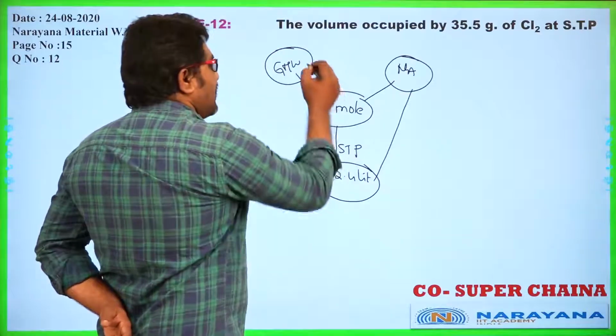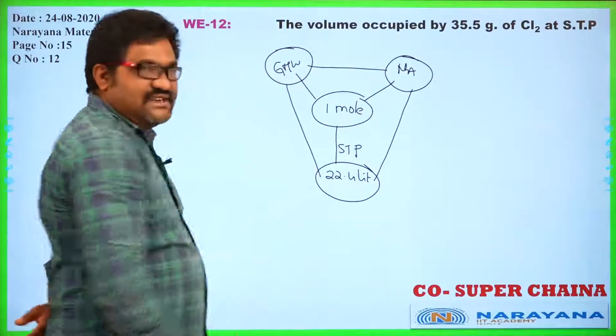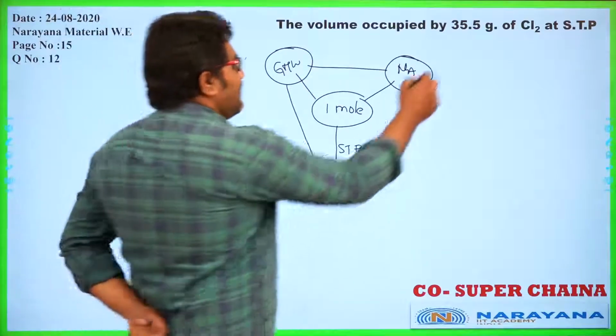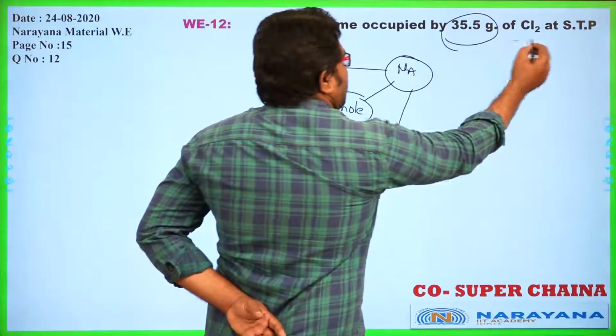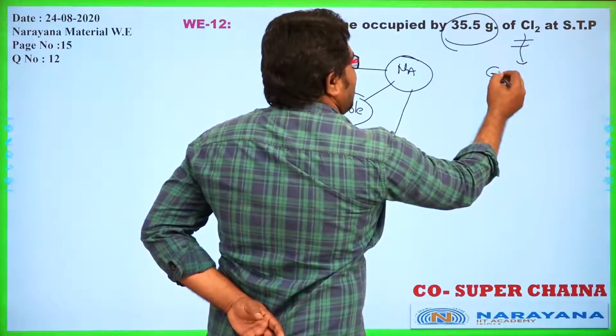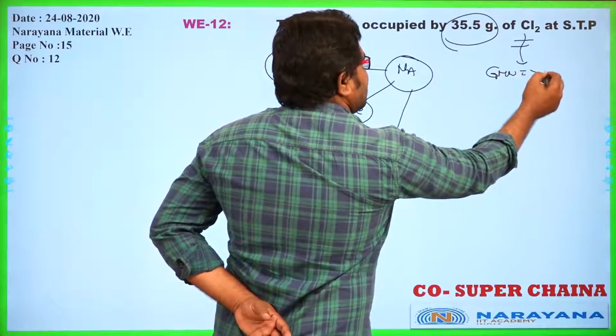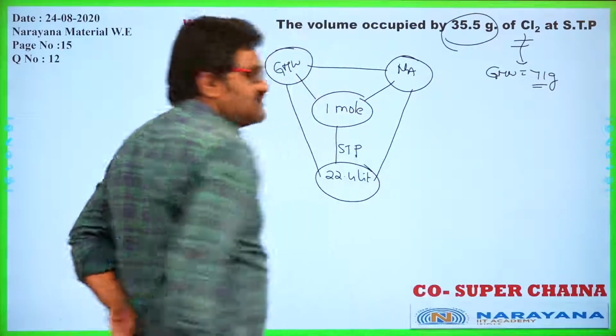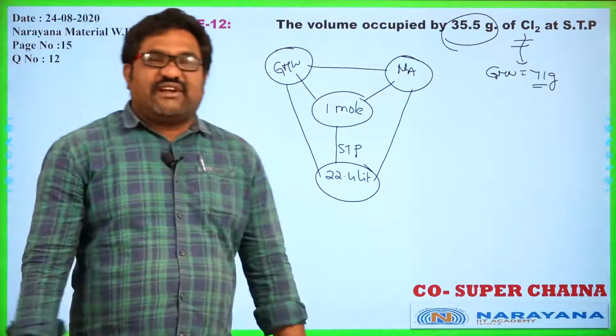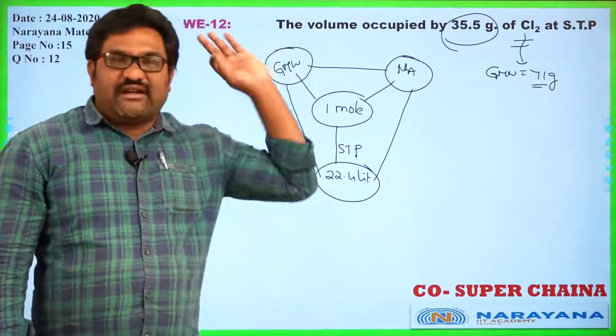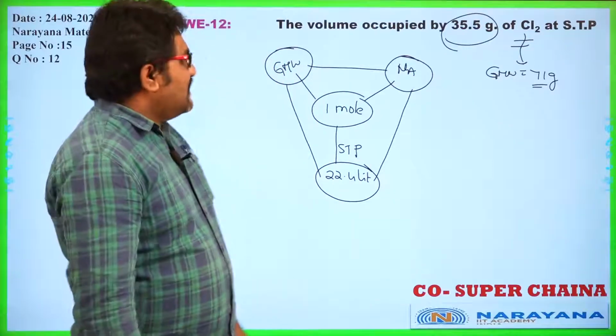Now all the parameters are interrelated. So what has he given? Weight has been given, about chlorine. What is the gram molecular weight of chlorine? That is 71 grams, because 2 chlorine atoms are there. Atomic weight of chlorine is, as you know, 35.5 grams. Okay. Now at STP.